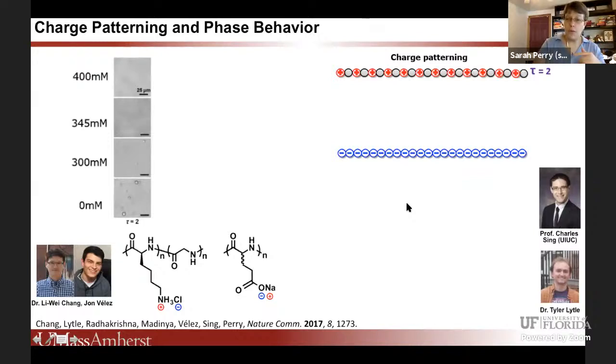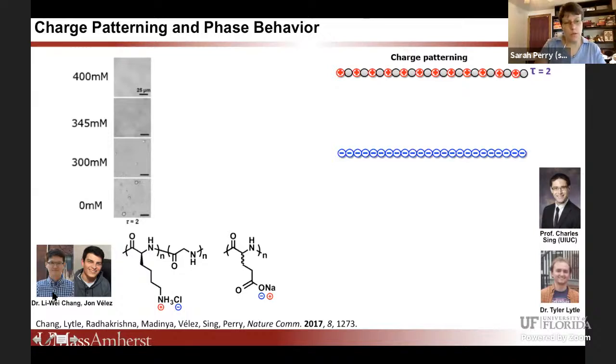And so to get around this particular challenge, I teamed up with my colleague, Professor Charles Singh at the University of Illinois, and his former PhD student, Tyler Lytle. And instead of trying to change the chemistry per se, we said, why don't we look at charge patterning? So here we're going to take advantage of the fact that we can synthesize sequence-controlled polypeptides. And we're going to then form coacervates between a polycation that is half charged and is sequence-controlled, and then a fully charged polyanion. And what chemically is going on here is we have copolymers of lysine and glycine, and then a polyglutamate. And we'll do the exact same experiment that I just showed you.